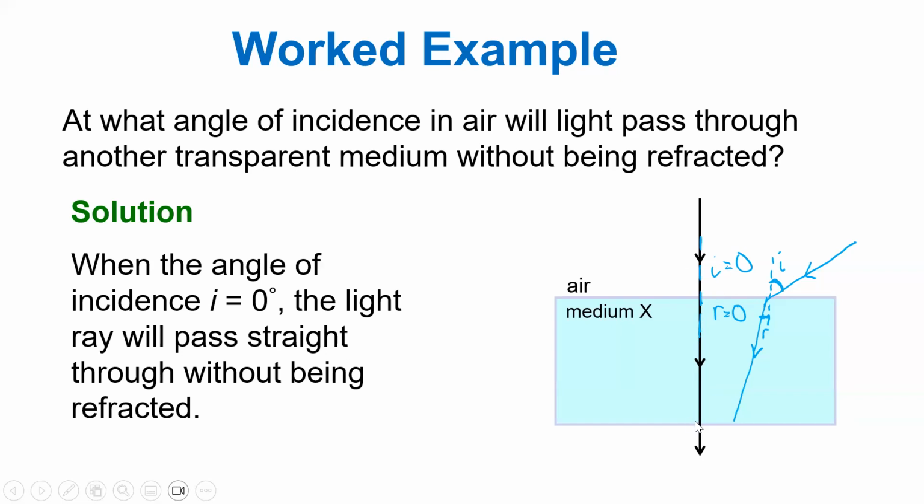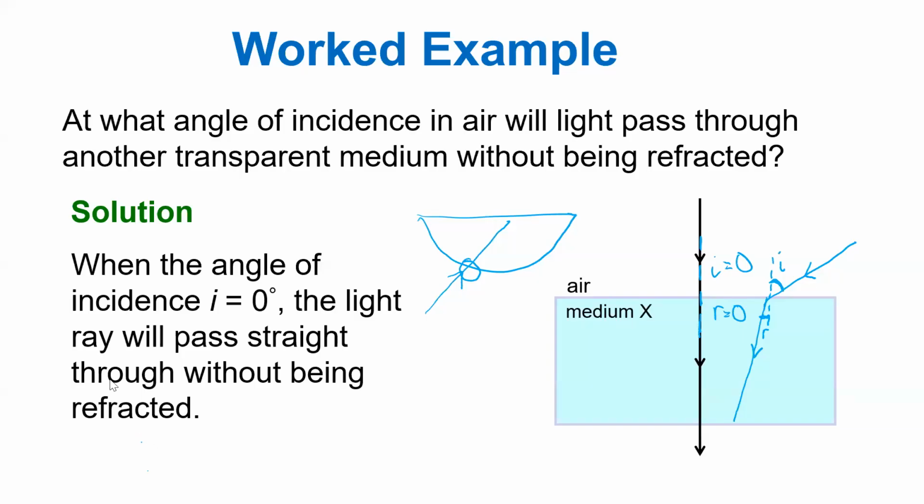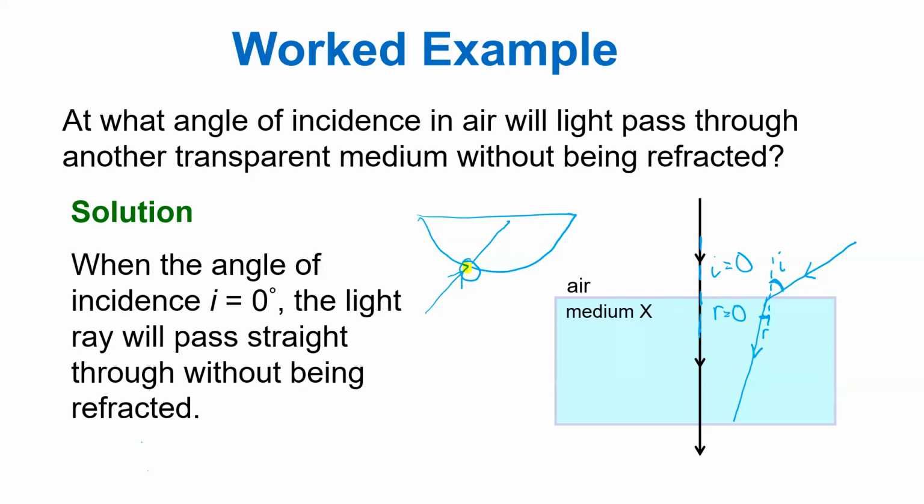And then similarly, when it leaves medium X, it will again speed up. But again, there will be no bending. Okay, so a normal question will come out like this. When I have a light ray shining onto a semicircular glass block, why in this region over here is there no bending? How come the light ray just passes through straight over here?